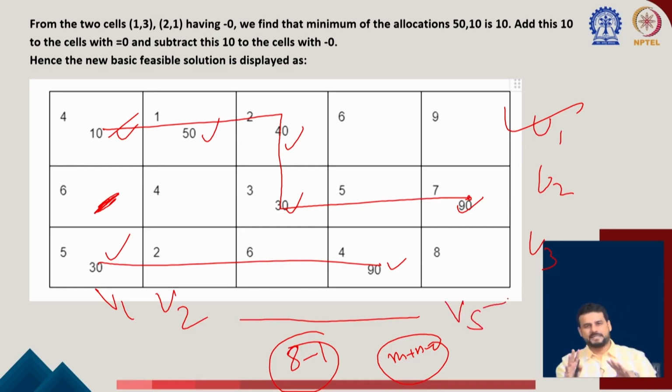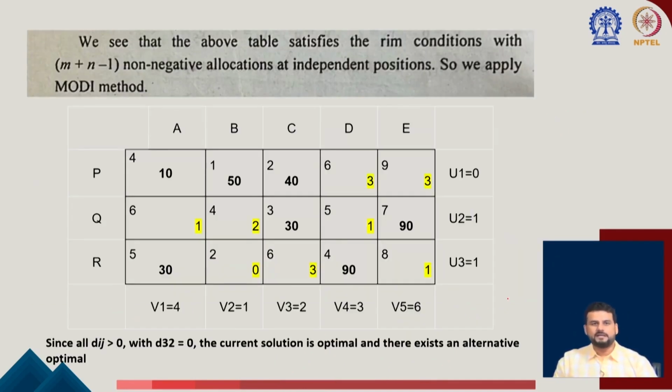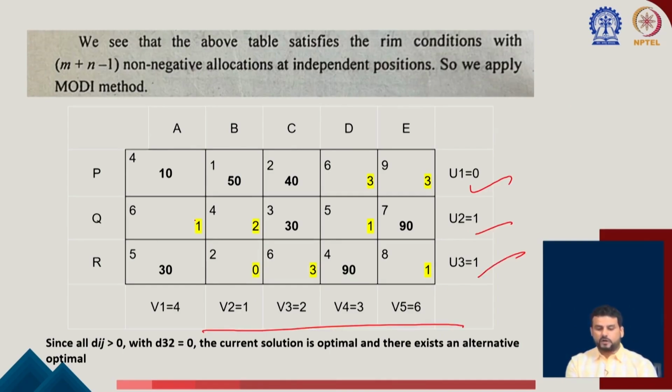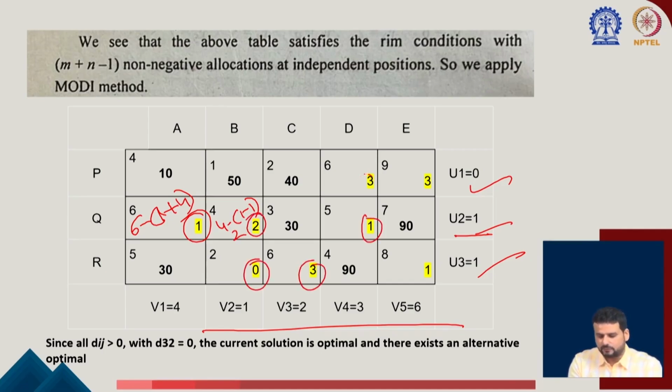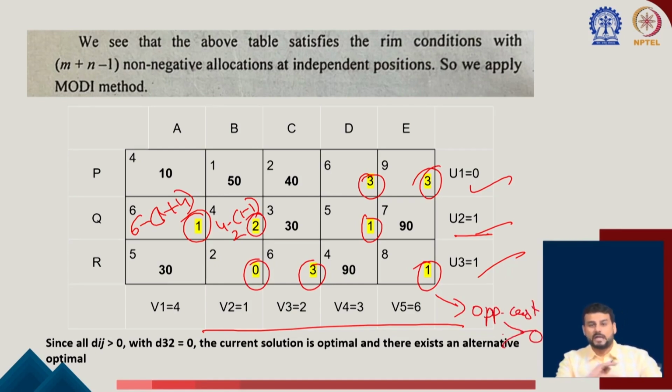Again, the same procedure: taking the cost of the occupied cells and then finding out the opportunity cost for the unoccupied cells. So again, if you go for these U1, U2, U3 values, and then for the unoccupied cells if I calculate, this is 6 minus this U1, 1, plus 4, this is 1. Likewise I can calculate 4 minus 1 minus 1, this is 2, right. So you can see this is how we have calculated all the opportunity costs, and all opportunity costs are greater than 0. That means all are positive.